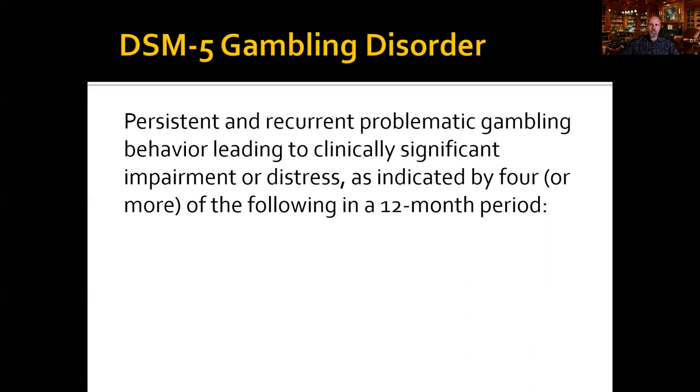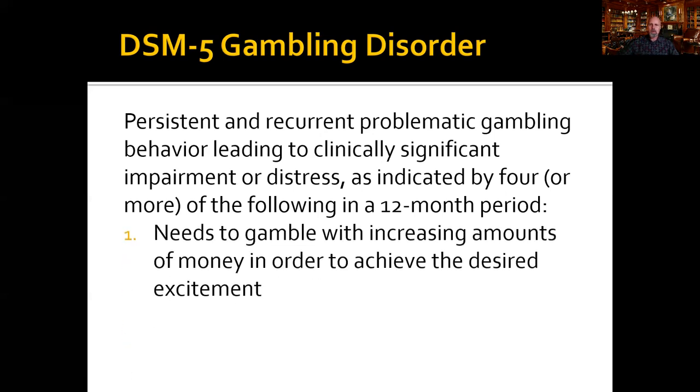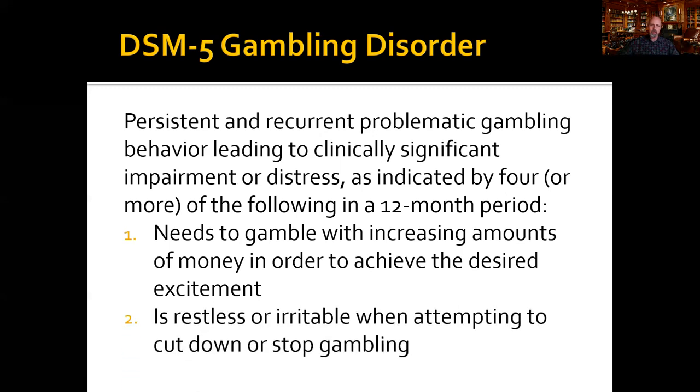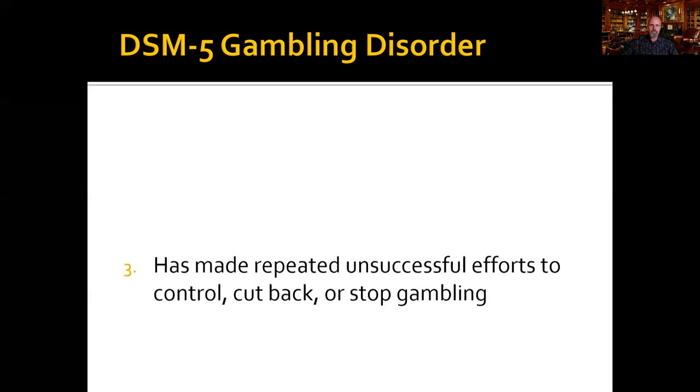There needs to be persistent and recurrent gambling behavior that's causing negative consequences or clinically significant impairment or distress. In this case, there needs to be 4 or more criteria met in a 12-month period. Need to gamble with increasing amounts of money in order to achieve the desired excitement. Is restless or irritable when attempting to cut down or stop gambling.